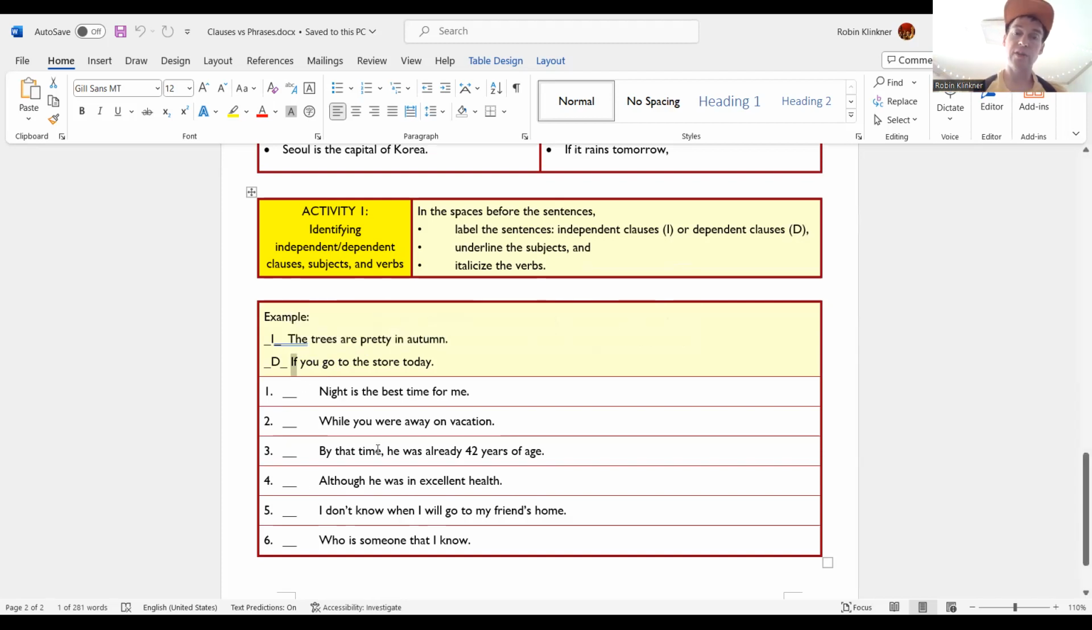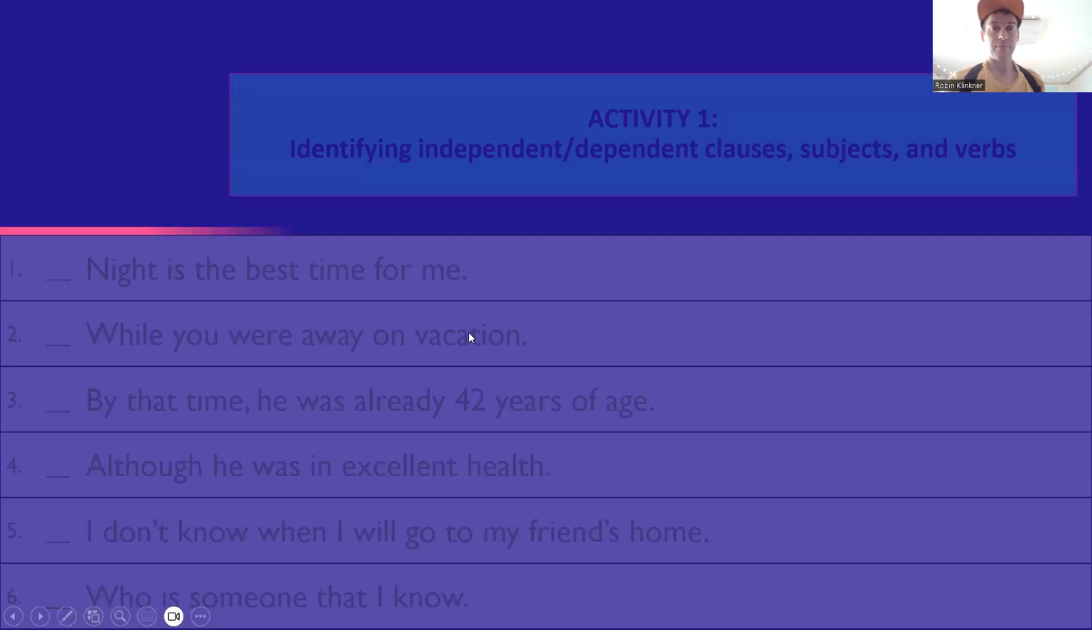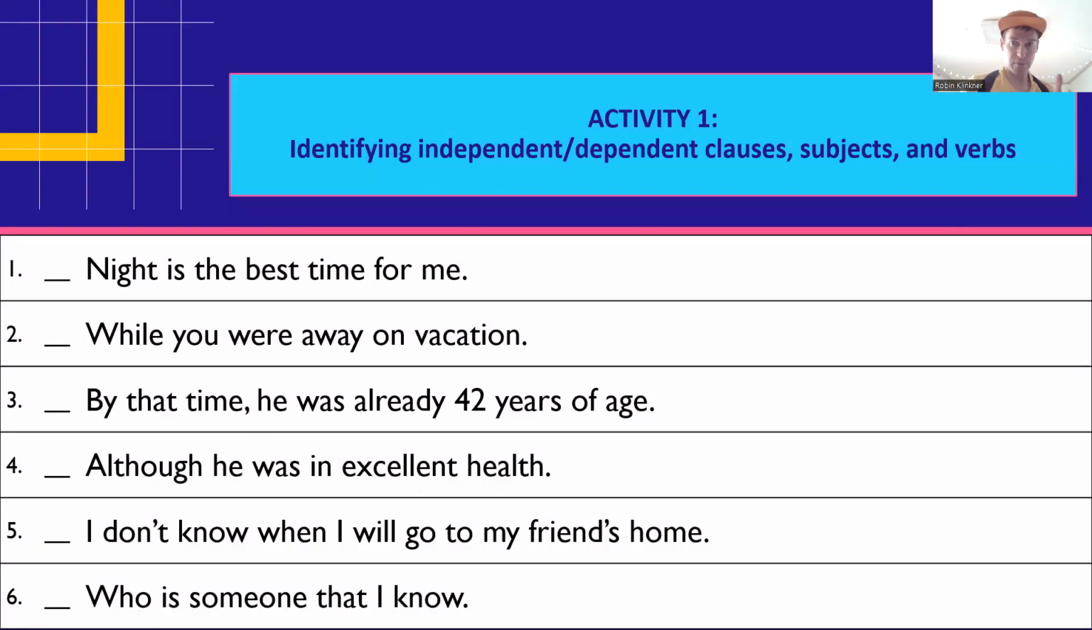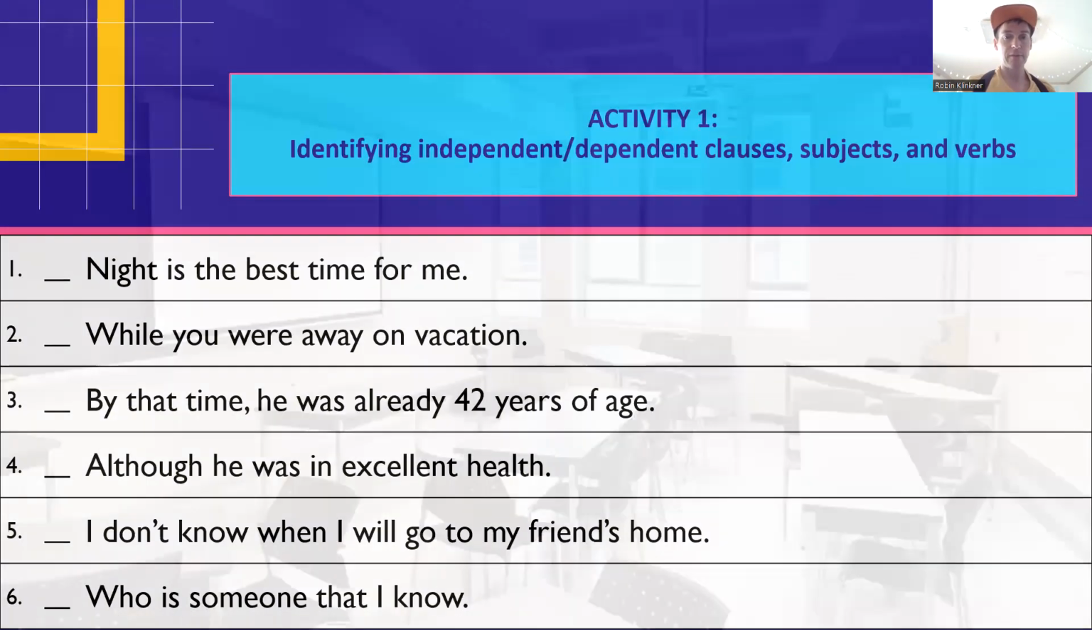So for homework, do this activity. Just write I or D in this blank, whether the clause is independent or dependent. Underline the subjects and then italicize the verbs. All right, let us move on. So do that activity for homework.